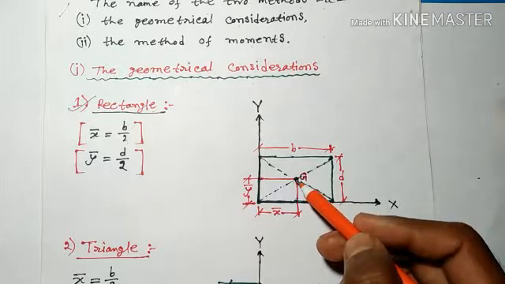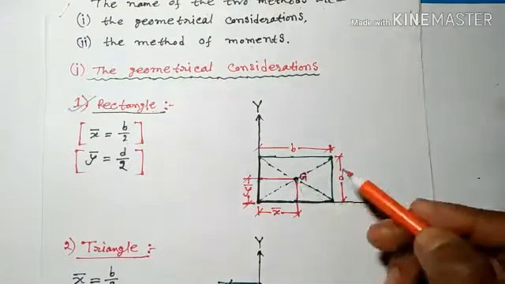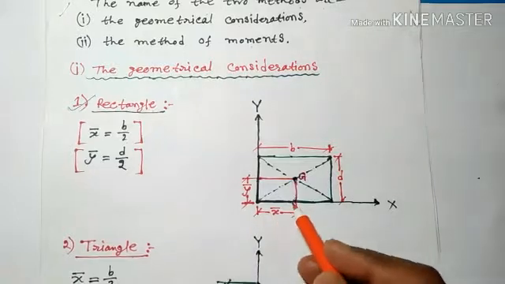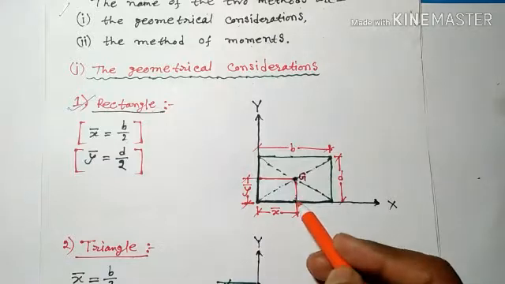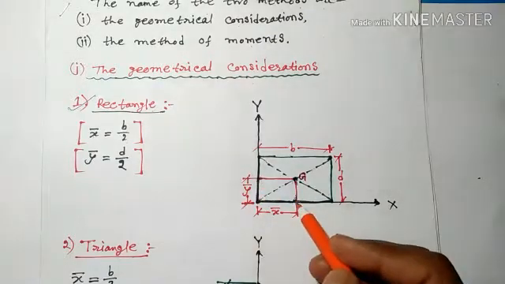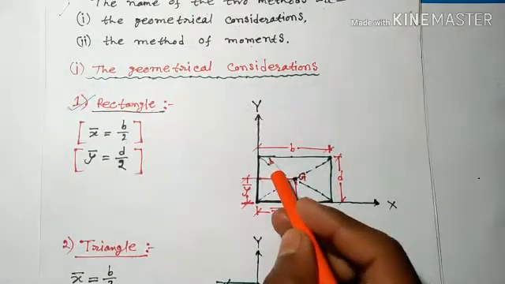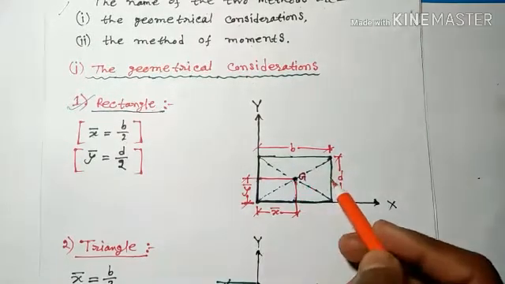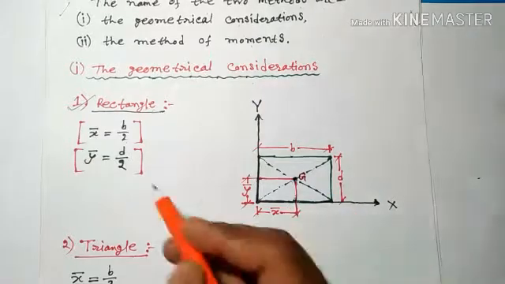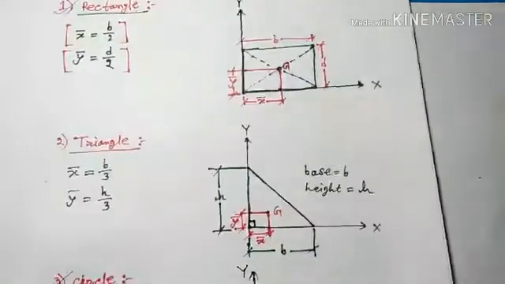This point is denoted by G. Here this point is the position of the CG of the rectangle, and x bar is the distance of CG from the y axis and y bar is the distance of CG from the x axis. So this distance is equal to half of the length, and this distance is equal to half of d. So x bar equals b by 2 and y bar equals d by 2.